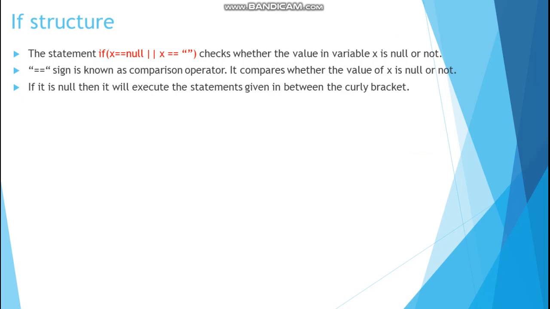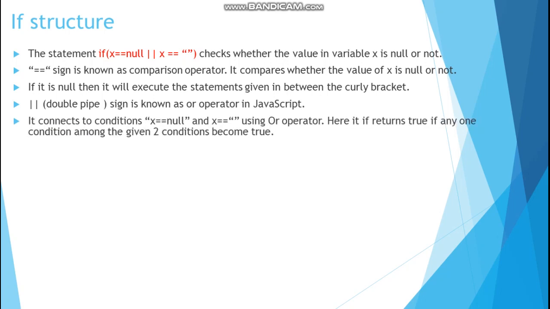If it is null, then it will execute the statements given in between the curly brackets. Double pipe sign is known as OR operator in JavaScript. Operators we will see ahead. It connects two conditions, x is equal to null and x double equal to double inverted comma blank, using OR operator. It returns true if any one condition among the given two conditions becomes true.